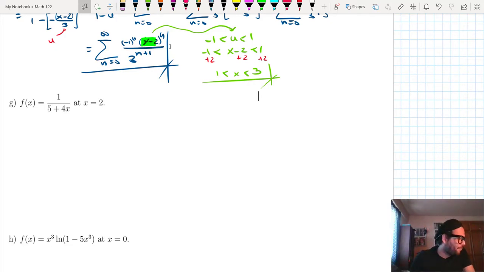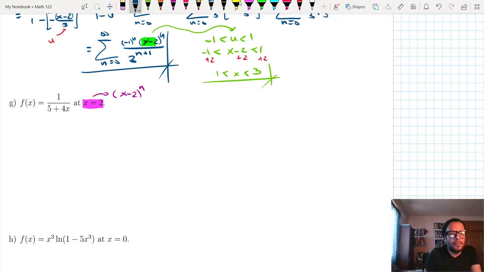All right, so the next one, f of x equals 1 over 5 plus 4x, and in this case it's centered at x equals 2. Holy moly, okay, what are we going to do here? Well, number one, that x equals 2, the center, implies that we are going to have some factor of x minus 2 to the nth power. But I don't see that x minus 2, however, we can make that happen. How are we going to do that?